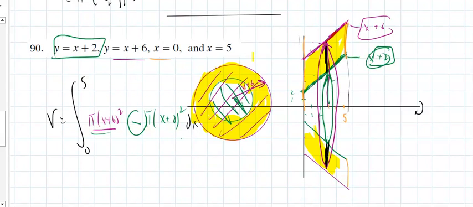There are no shortcuts to this. Do not try to get a shortcut out of this. You'll mess it up. So always take the outer area minus the inner area. No exceptions.